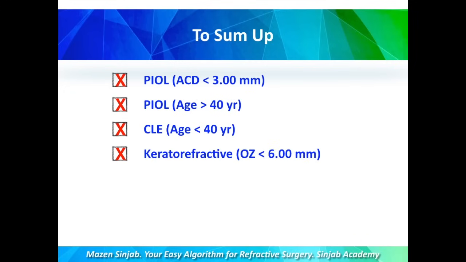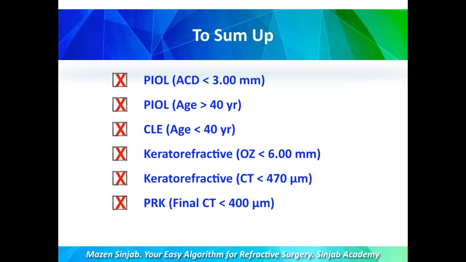Don't go for an optical zone less than 6 mm in keratorefractive procedures. Don't go for keratorefractive procedures when pre-op corneal thickness is below 470 microns. Don't do PRK if the final corneal thickness is below 400 microns. And if you want to do LASIK, the optical zone should be at least 7 mm if you have any plus component in the refractive error.